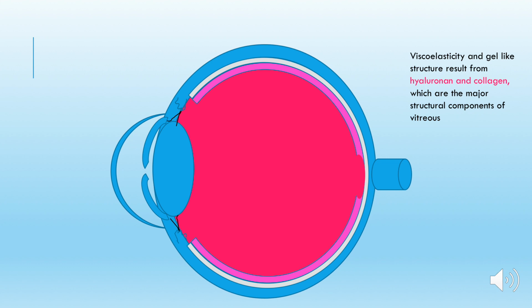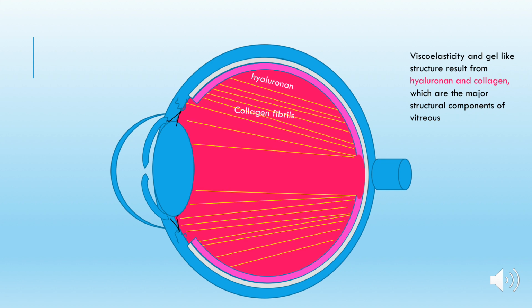Now, before we go to the anterior vitrectomy, let's look at the anatomy of the vitreous a little bit more in detail. The viscoelasticity and gel-like structure is because of the hyaluronic acid and collagen present inside the vitreous humor. Collagen fibrils are attached, connecting the anterior and the posterior part of the eye.